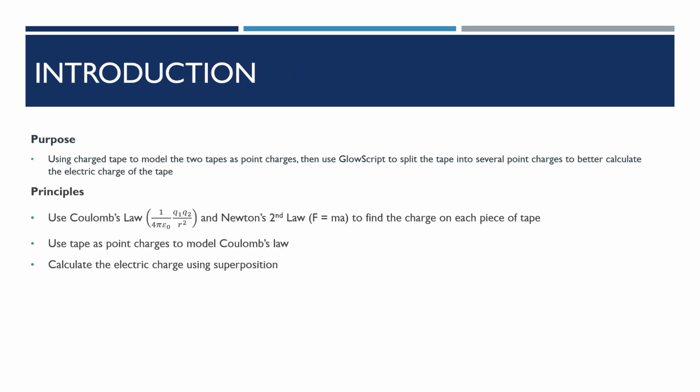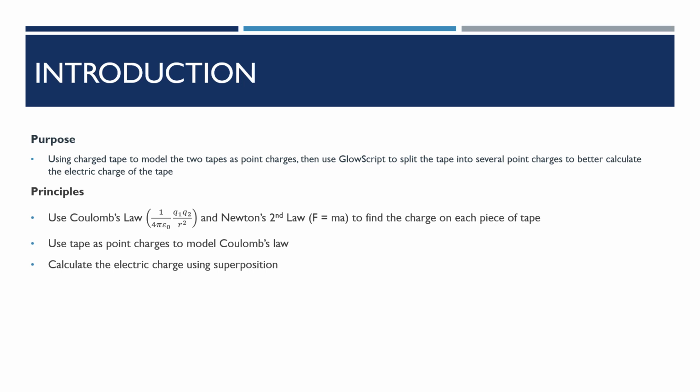So what is the purpose of this lab? We're using charge tape to model two tapes as point charges. Then we're using GlowScript to split the tape into several point charges to better calculate the electric charge of the tape. So the difference between lab 1 and lab 2 is that lab 1 was one individual point charge, and now lab 2 is several point charges.